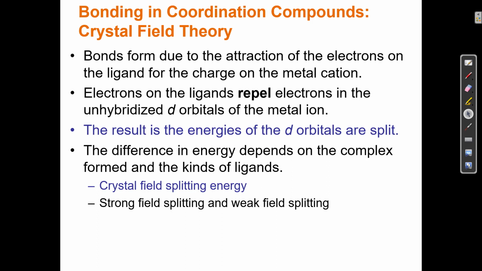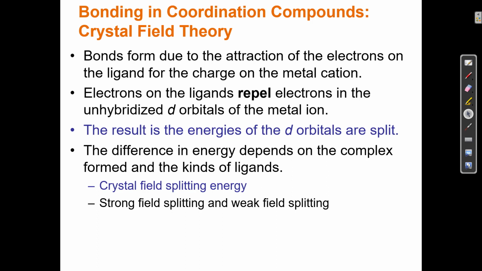When bonds form in coordination compounds, we call them coordination bonds because the ligand donates both electrons to the bond and the coordinating metal doesn't donate any electrons to the bond. These bonds are formed because the electrons on the ligand are attracted to the positively charged metal cation.